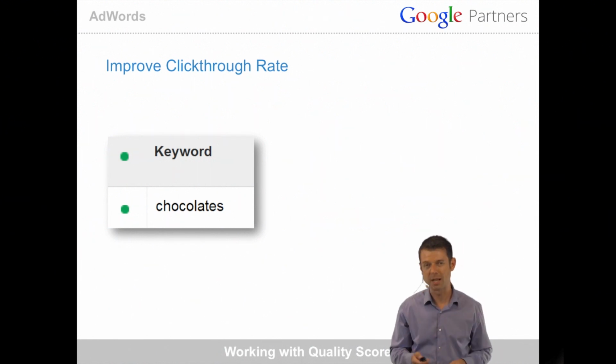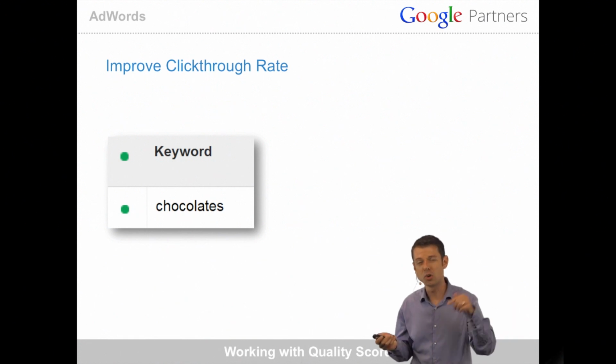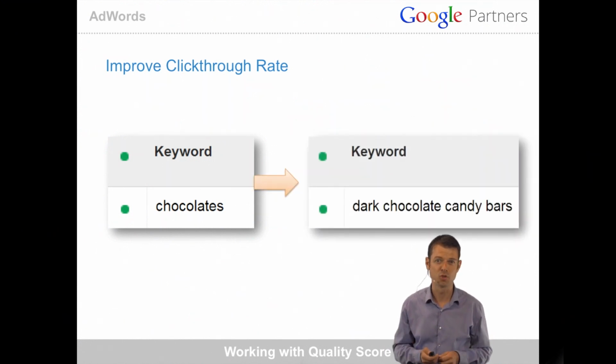So if you had a keyword, for example, that was chocolates, that's a pretty broad keyword. Remember in one of my earlier presentations here, I said the keyword chocolates, if somebody types that in, maybe they're looking for chocolate recipes, maybe they're looking to buy chocolates, maybe they're looking to find out how chocolates are being made, right? So it's a fairly generic keyword. It's not very specific. So you could probably improve the click-through rate and the relevance of that sort of a keyword by making it more specific. So you could say, we have dark chocolate candy bars. If somebody types that in, it's much more clear what they are looking for. They're probably looking for that type of a product.